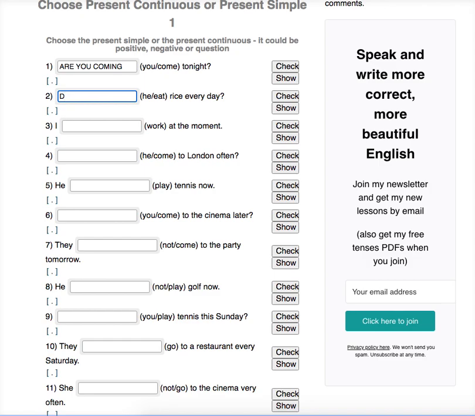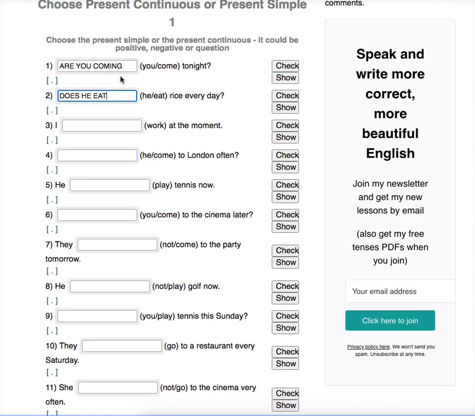Does he eat rice every day? Does he what? Eat. Does he eat rice every day? Very good. No le ponen ese porque tienen un auxiliar. Es un everyday, así que es en simple. Pilas con eso. Does he eat rice every day?